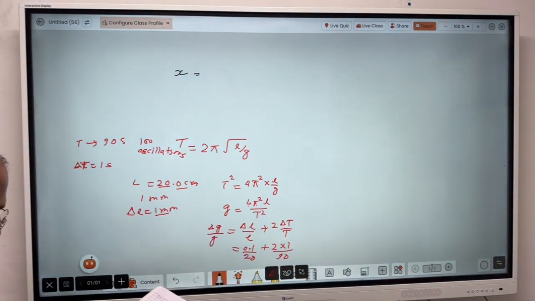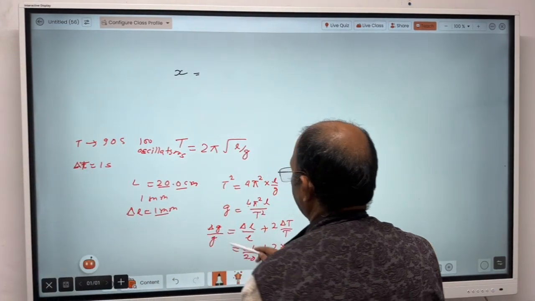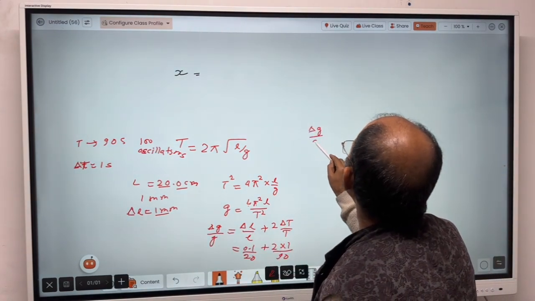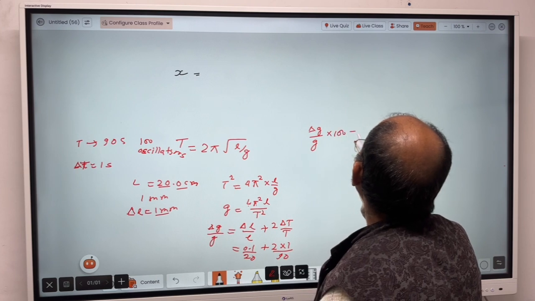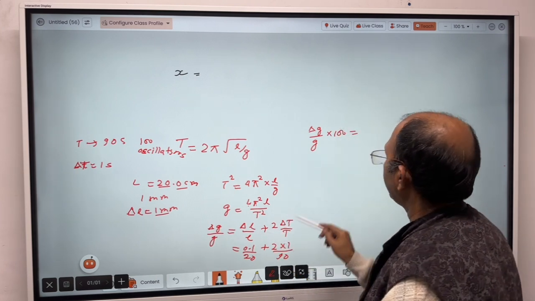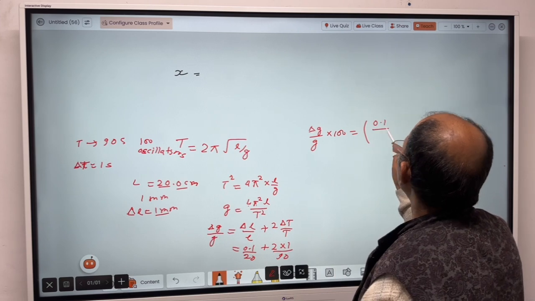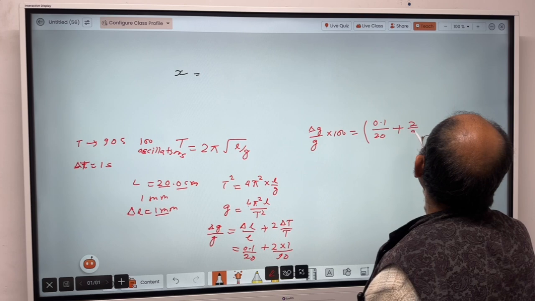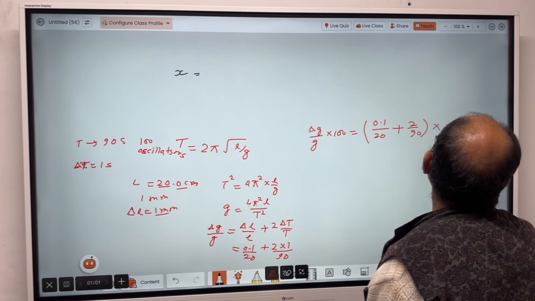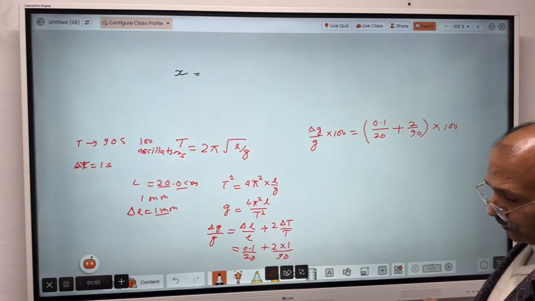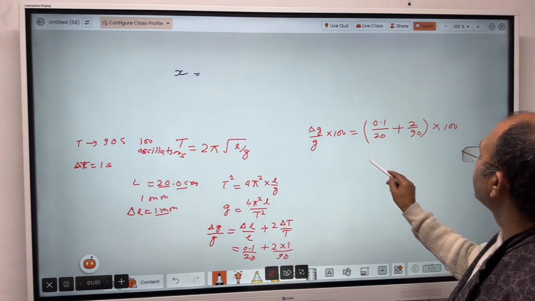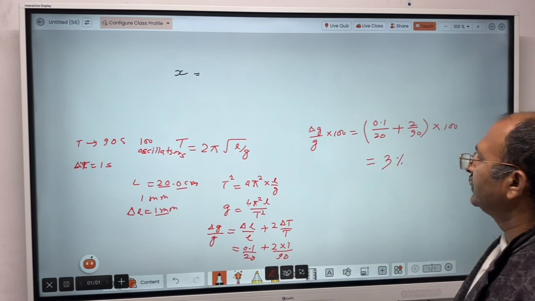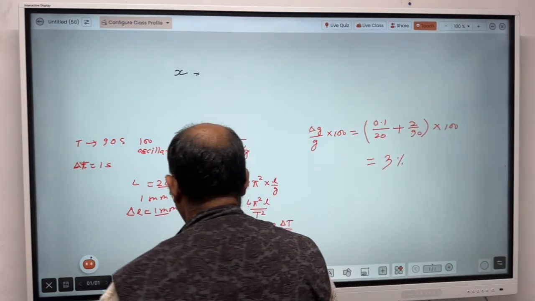Now suppose we want to write this value in terms of percentage. As I told you, to convert this into percentage, we write delta g upon g into 100 equal to these values. We multiply by 100. So 0.1 divided by 20 plus 2 divided by 90 multiplied by 100. Now, we just evaluate it and it will come out to be 3%. I think you have understood.